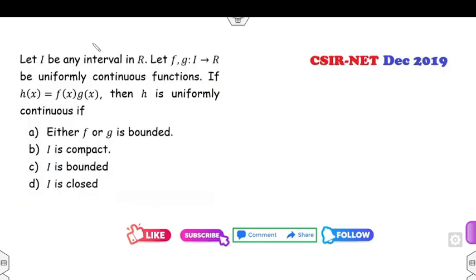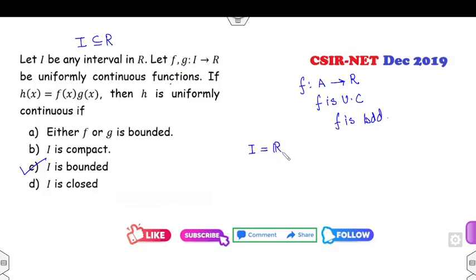Okay, look at this another one. I is a subset of R. Then f is uniformly continuous. It is similar to this category. Fine. If f is uniformly continuous, that means f is bounded. That means I is bounded. Fine. I is closed. You can simply choose I equal to R.